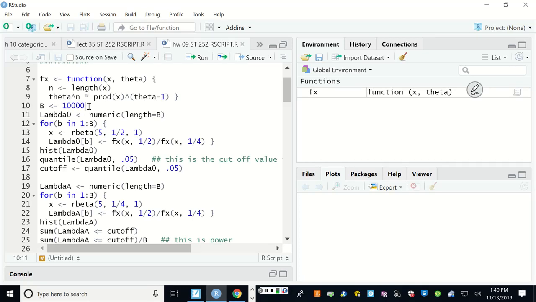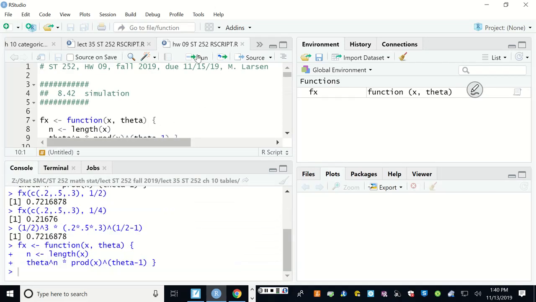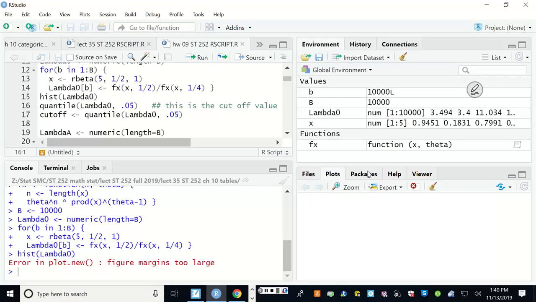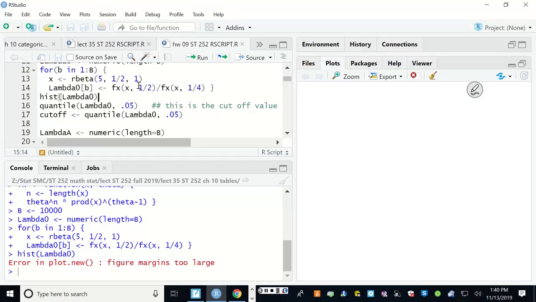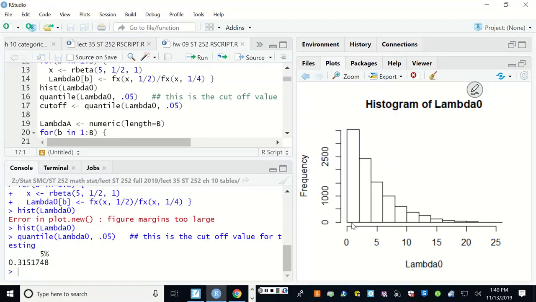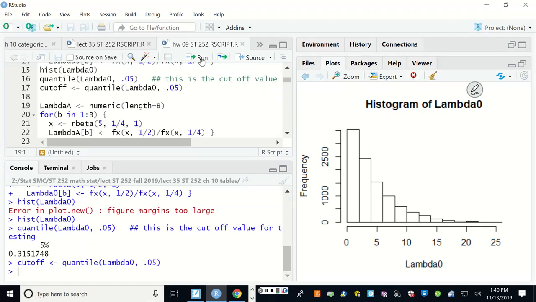And then we're going to generate data under theta equals 1/4 and see how often we actually reject under that. So it's a little bit of coding, but that simulates the thing. So if you run the whole thing, define our function, set up b, set up lambda 0, run, here's the histogram. That's the values there. The 0.31 is actually the 5th percentile, so if we got a ratio less than 0.31, we would reject. So I call that the cutoff.